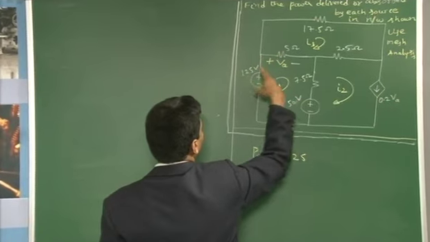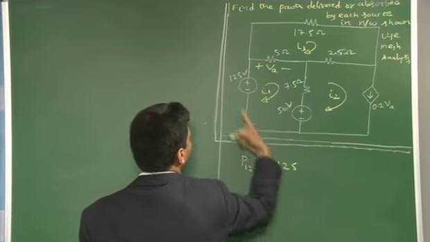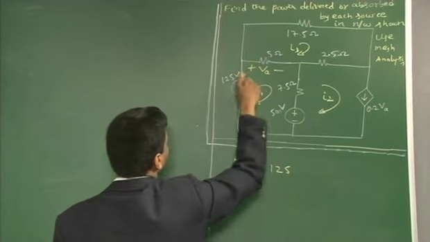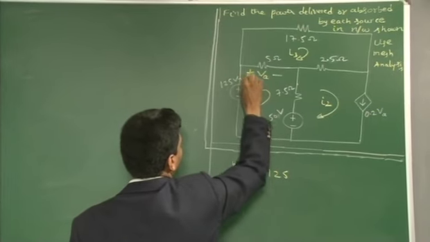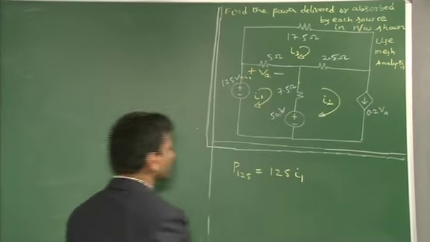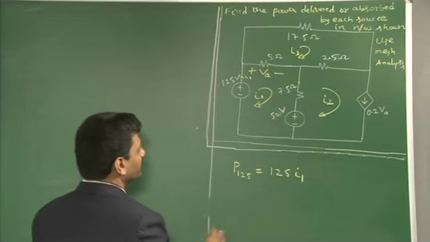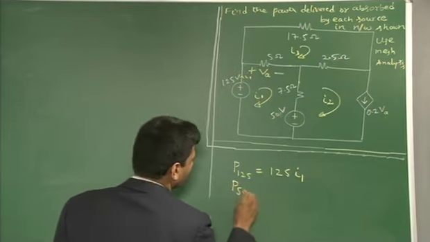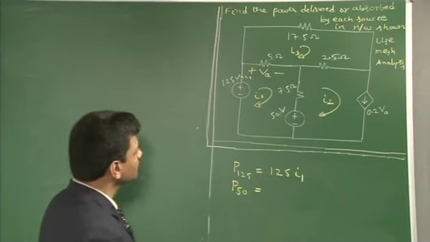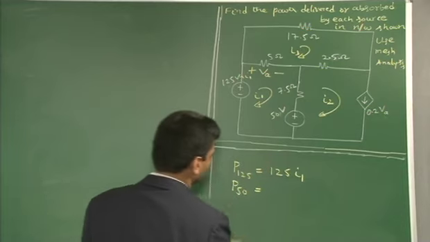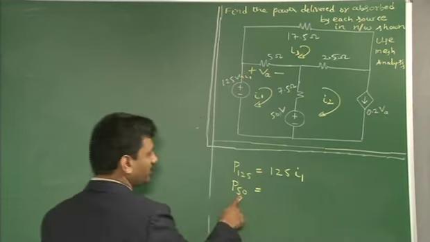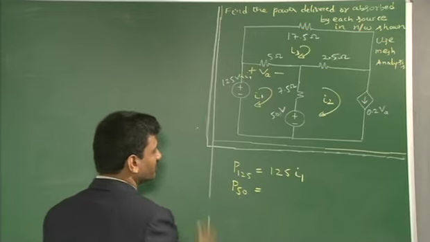This particular arm only belongs to mesh 1. The current that flows in this arm is actually I1, so I1 comes out here. So, 125 I1. Is that clear? Next, P50. This is nothing but the power delivered by the 50 volt source. How do I calculate that?